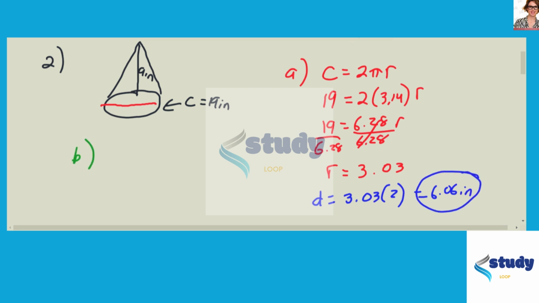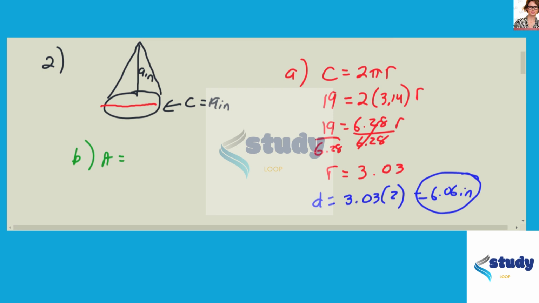Now, for part B of this problem, it says, how much paper do you need to make the hat? And it says no paper needs to cover the bottom of the hat. Well, in this case, what we would need to do is find the surface area for this cone. Well, we have a formula to do that. The formula is A equals pi times r times the quantity of r plus the square root of h squared plus r squared.